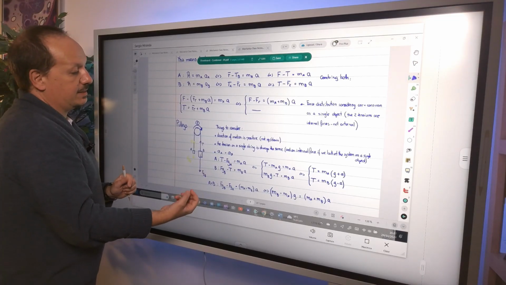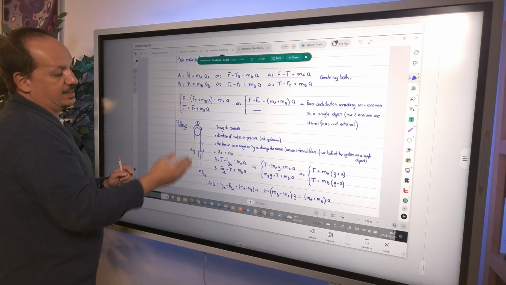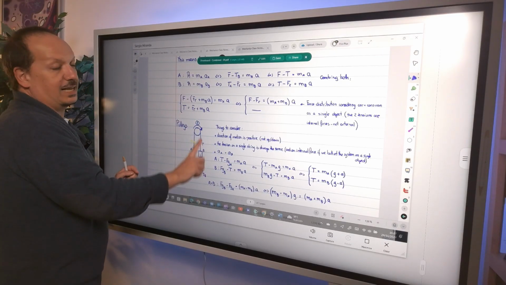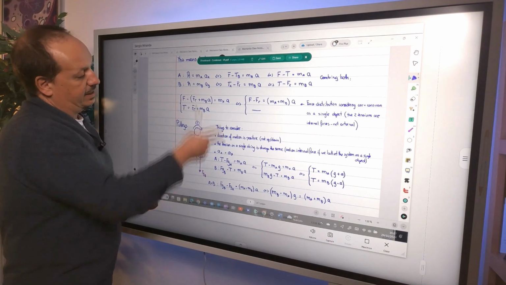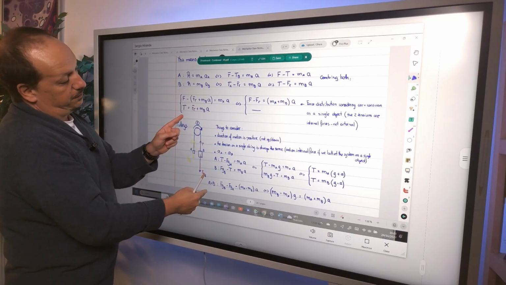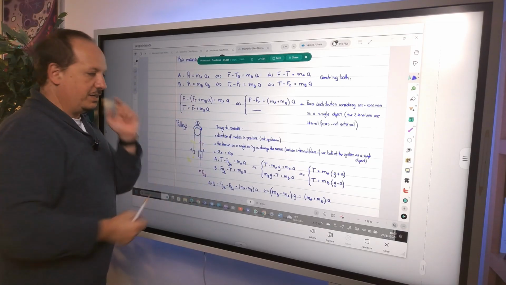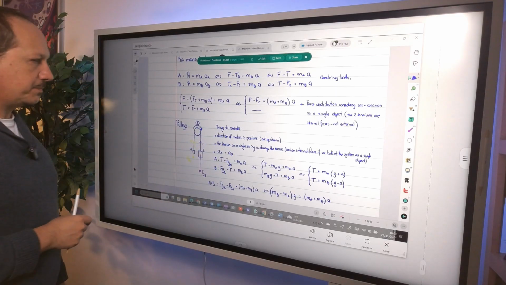Any force that resists this motion, so any force that points down on this side and up on that side, is going to be negative. All right? So this motion over here is positive. This direction over here is negative. That's what I wrote over here.